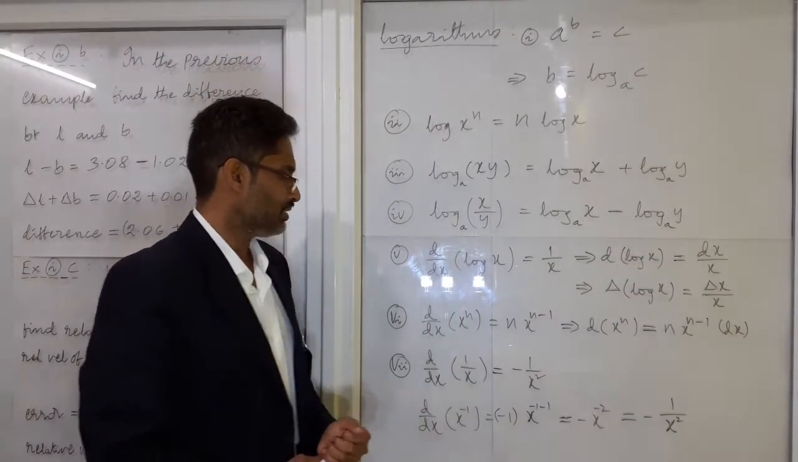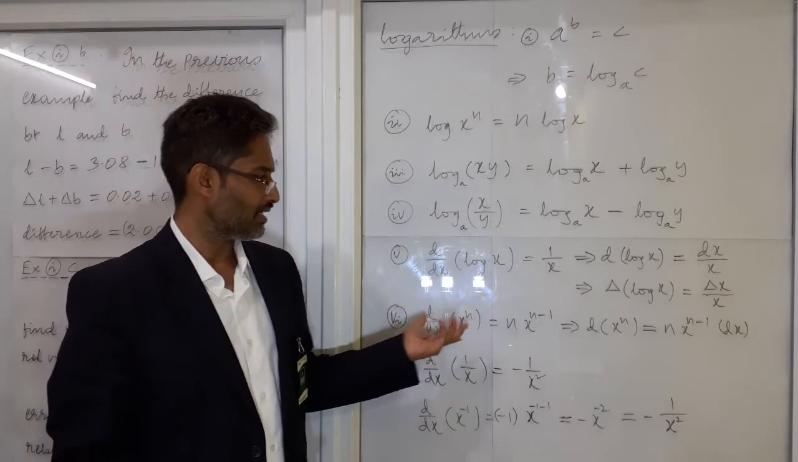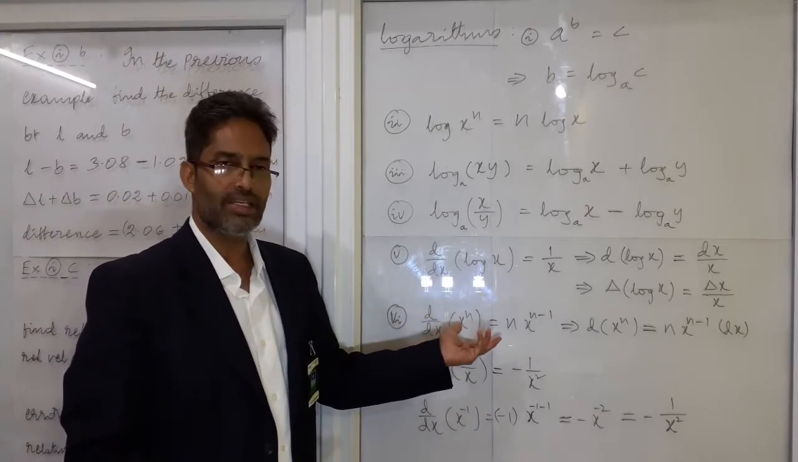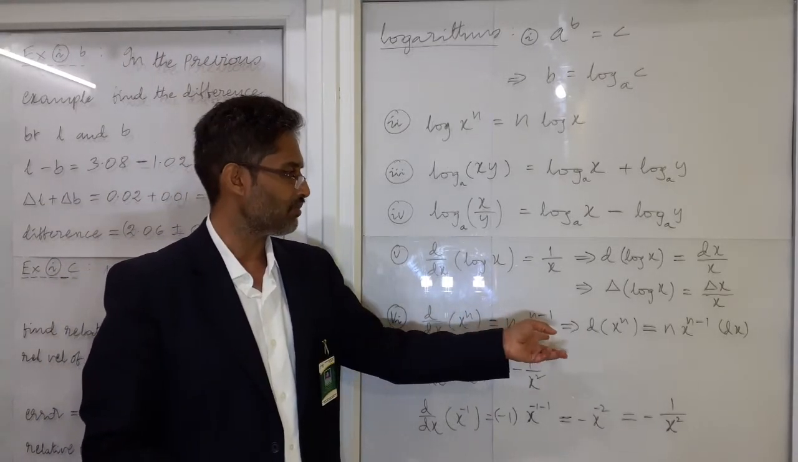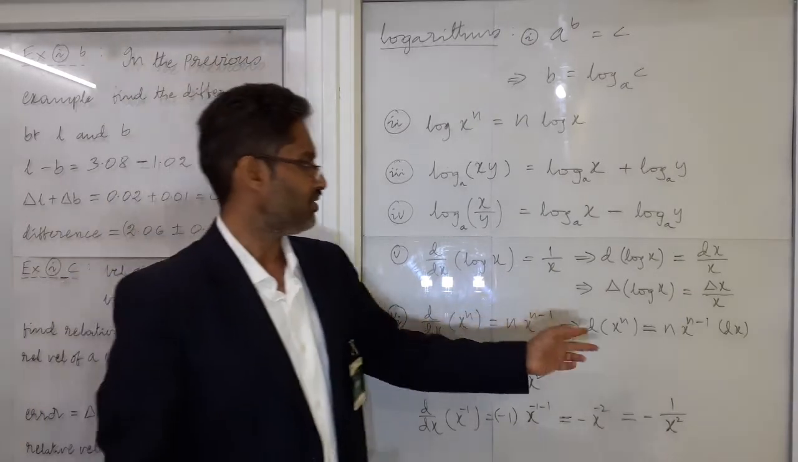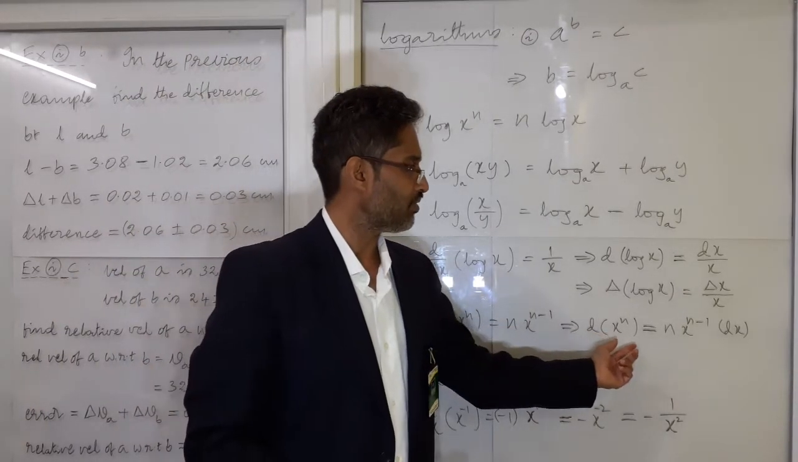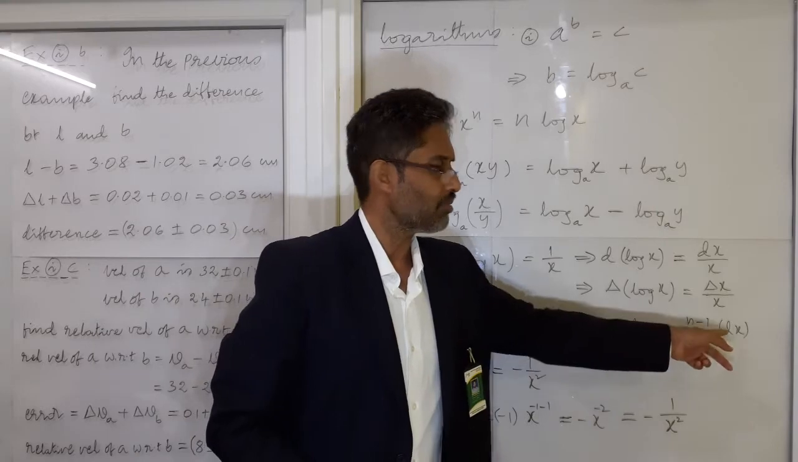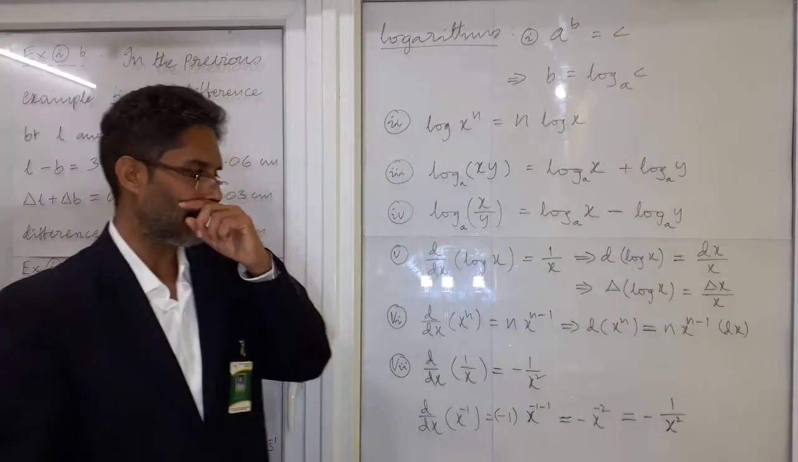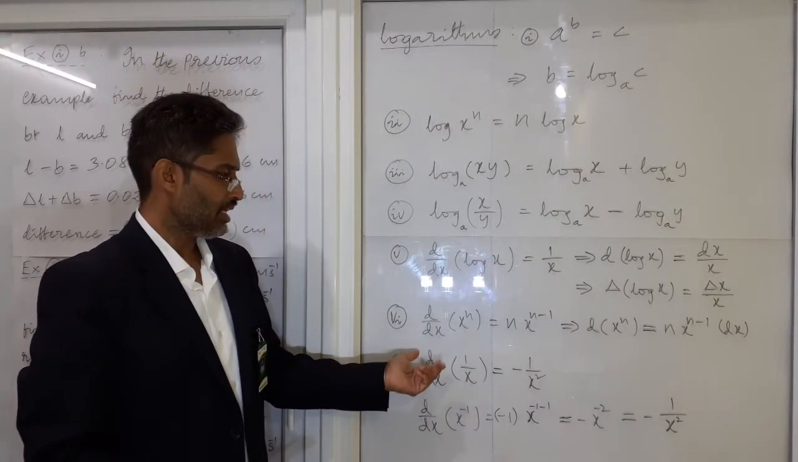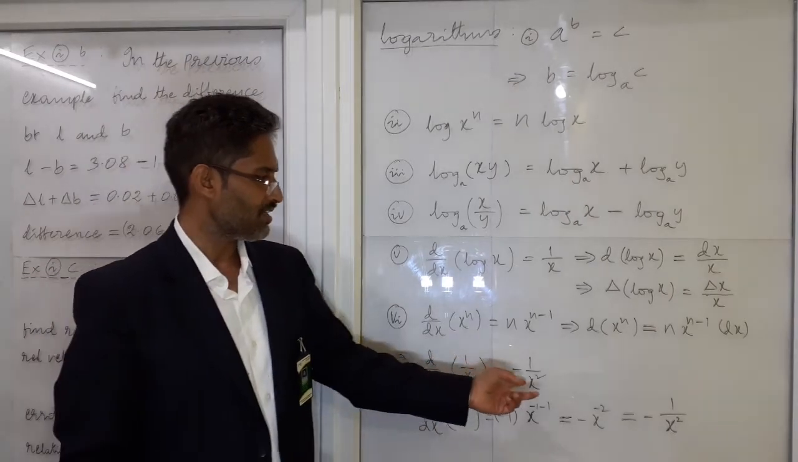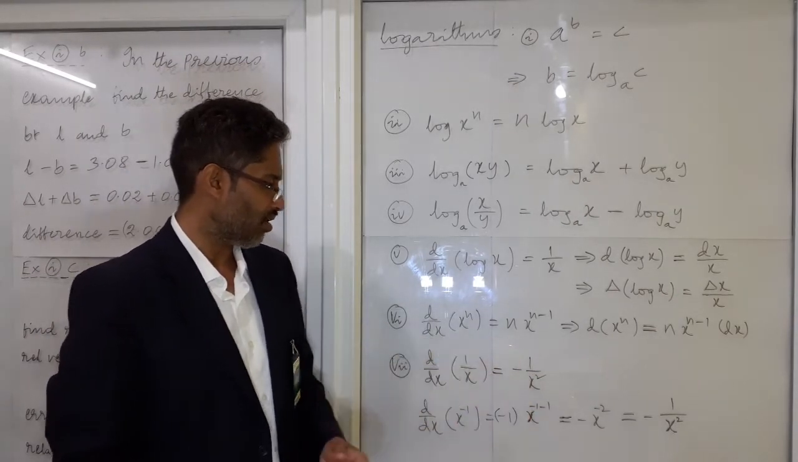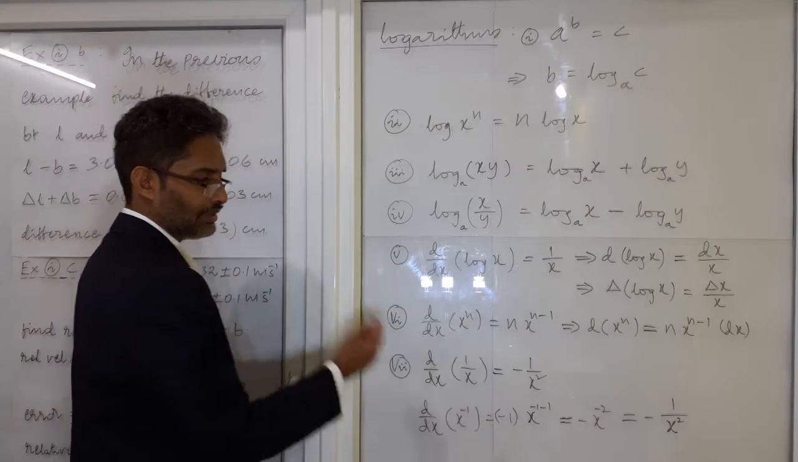Now in the same manner, remember the standard form, d by dx of x power n is always equal to n into x power n minus 1, and from here d of x power n is equal to n into x power n minus 1 dx. This is a simple basic. And in the same manner, d by dx of 1 by x is always equal to minus 1 by x square. How will it be written like this?